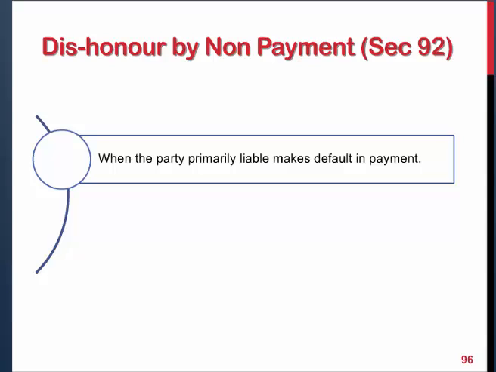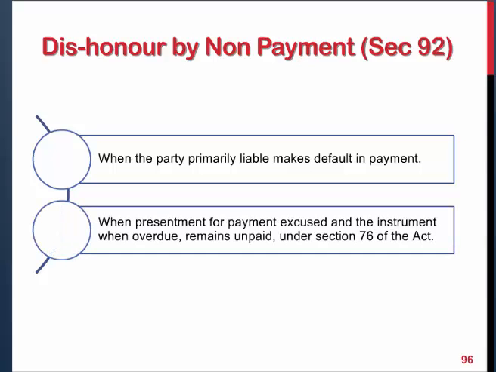When will the instrument be dishonored by non-payment? Section 92 of the Negotiable Instruments Act states that an instrument is dishonored by non-payment when the party primarily liable, an acceptor of a bill, maker of a note or drawee of a cheque, makes default in payment. An instrument is also dishonored for non-payment when presentment for payment is excused and the instrument, when overdue, remains unpaid under Section 76 of the Negotiable Instruments Act.